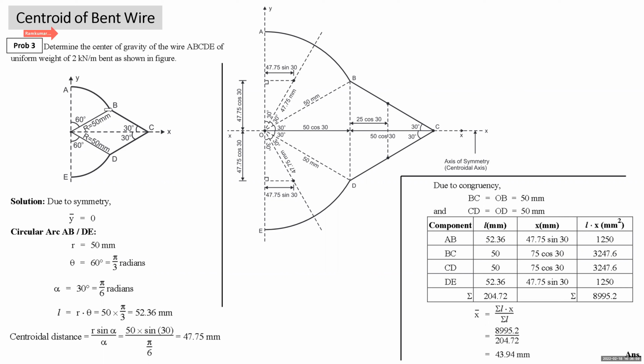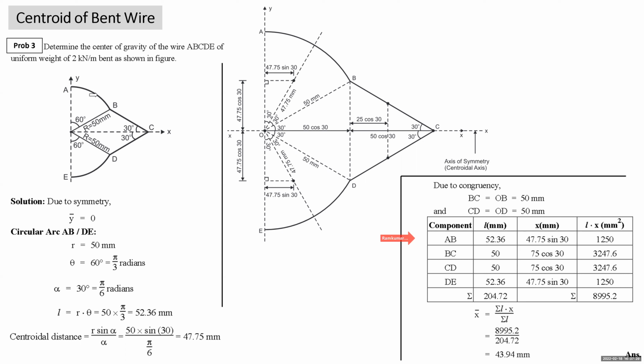Now look at this bent wire assembly AB, BC, CD, and DE. Now you can see that this composite length of the bent wire is symmetrical about x-axis. So directly I can say due to symmetry y bar is 0. So one answer is obtained. Then you have to find only x bar. If you have to find only x bar, you need to make a table with 4 columns: component, length, x, and lx. Units are in mm, so length is in mm, x is in mm, lx will be mm square.